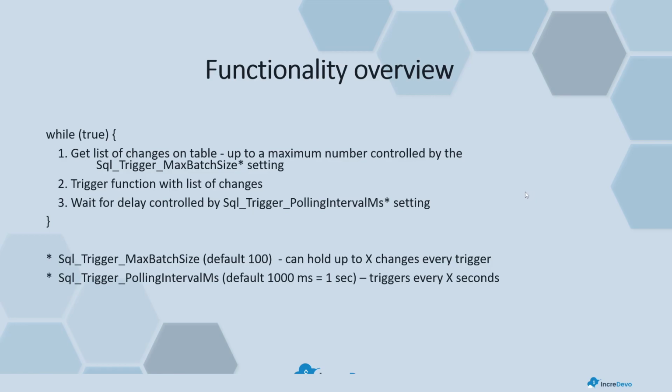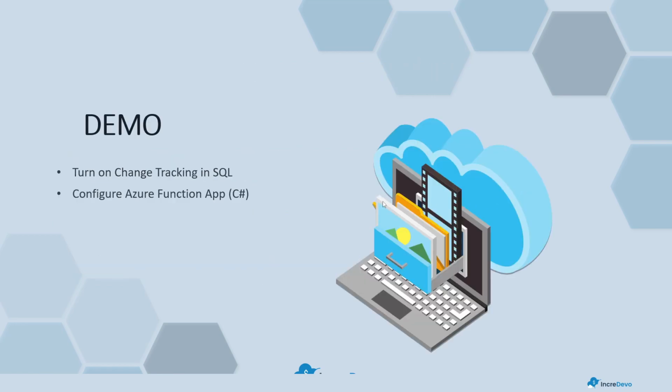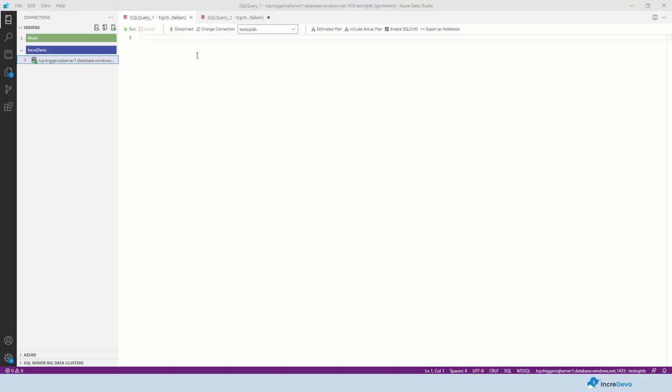So first of all, we need to turn on the change tracking in SQL, and then we'll configure the Azure Function app in C#, but it's also possible in PowerShell, Java, Python. Depends on what stack you are in. So let's go into it. I have prepared a new SQL database and server.